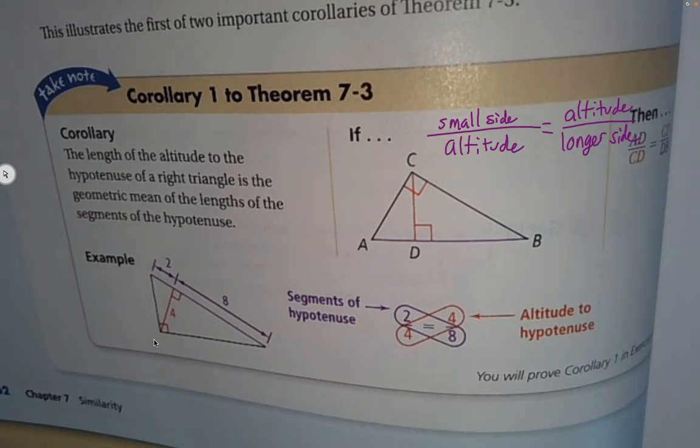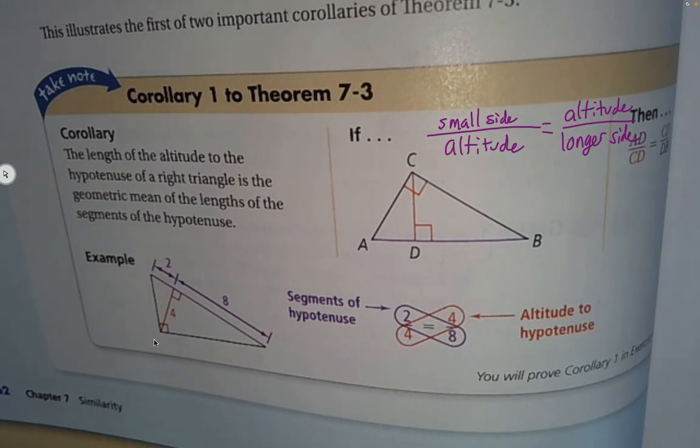That's supposed to be hard. In a second, we're going to have variables in there. So we can tell 16 does equal 16. It works. There were no variables, but in a second, we're going to have a variable. If you want to write anything down, I would do small side over altitude equals altitude over the longer side. Small, large, and altitude.